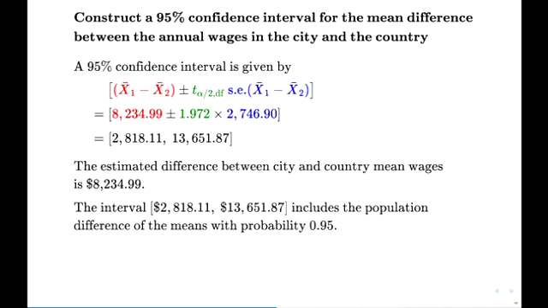The interval in this case, so how you would describe this interval that you've calculated, is the interval between $2,818 up to $13,651. That contains the true population difference between the average wages with probability 0.95. That's the 95% confidence at the end there.